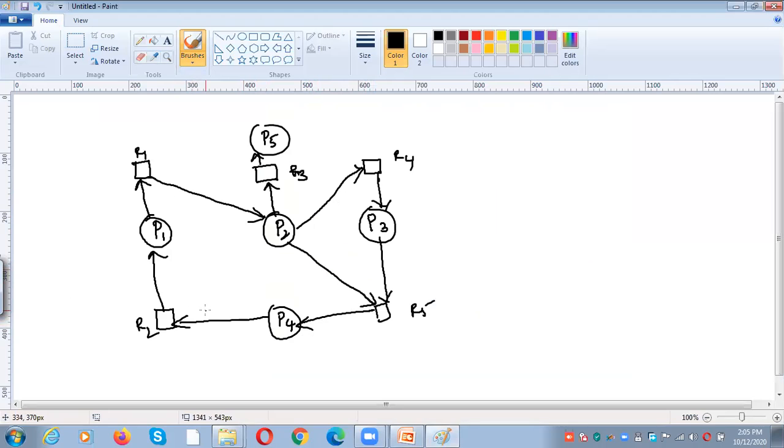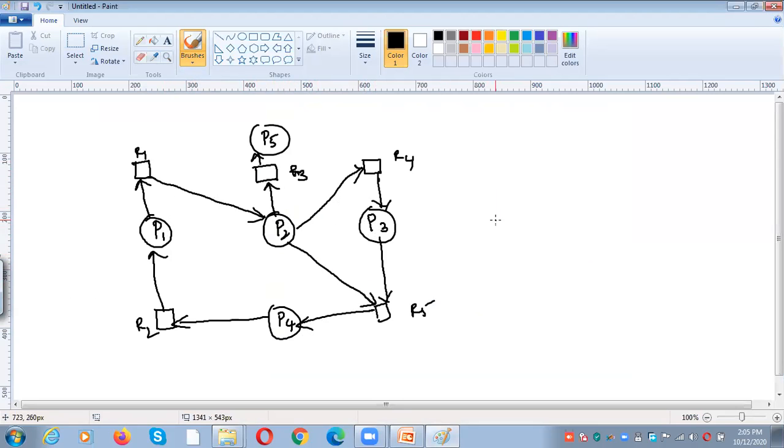So this is a diagram. Based upon this, which will be given to you, you need to draw the wait-for graph. So what is a wait-for graph? For example, here we have five processes: P1, P2, P3, P4, and P5.